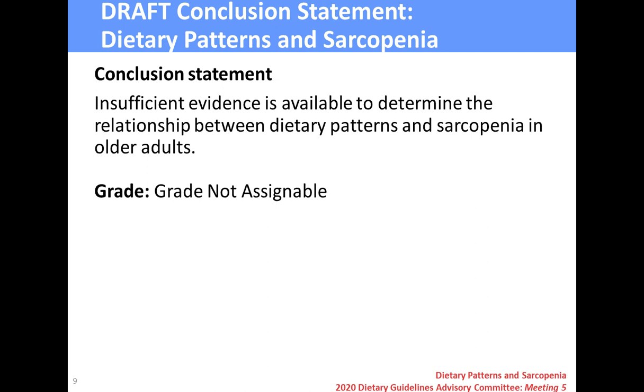For the evidence regarding dietary patterns and sarcopenia, we reached the following conclusion statement. Insufficient evidence is available to determine the relationship between dietary patterns and sarcopenia in older adults. Therefore, a grade was not assignable.